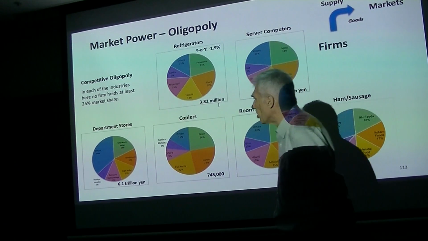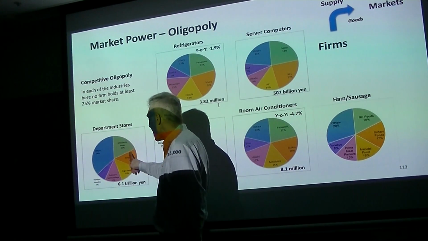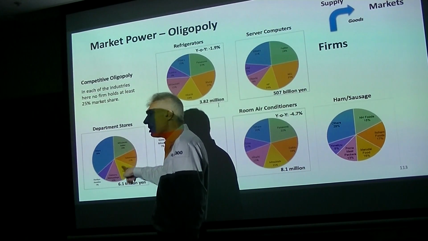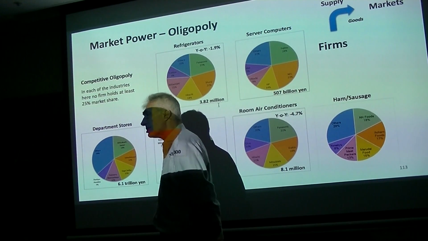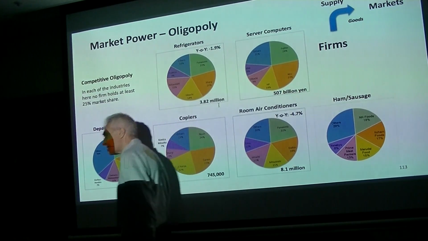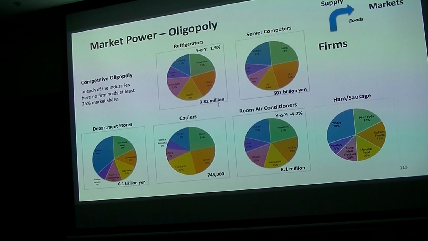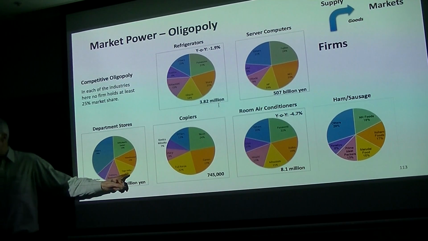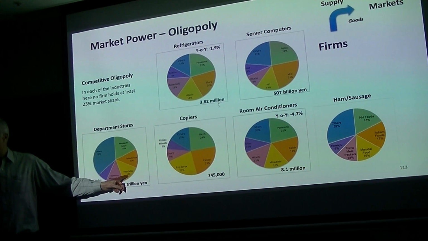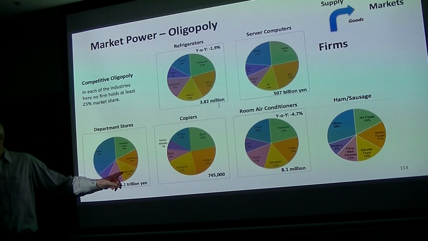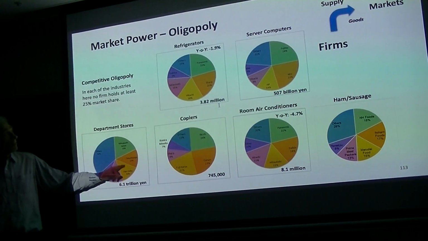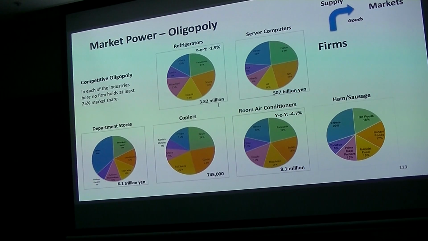Here's one that almost doesn't qualify, the department store market. It's 6.1 trillion yen, but that has shrunk over the years. The biggest firm has a 19% share. That's one of the things you see in this country: a very fragmented retailing sector. You'll see this in other sectors, like supermarkets as well, a very fragmented sector.